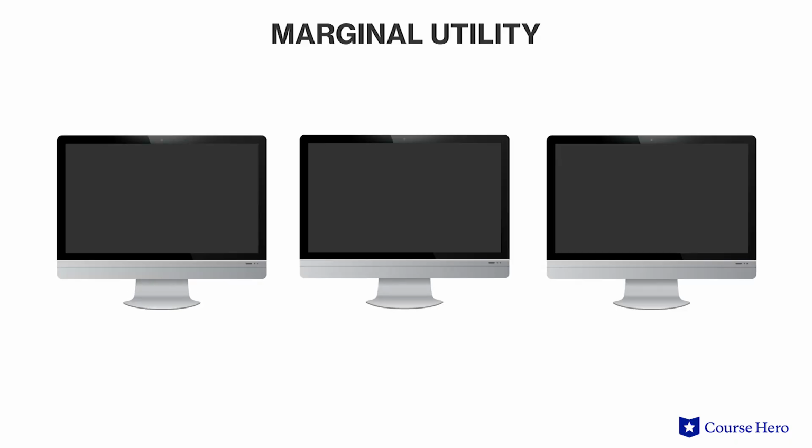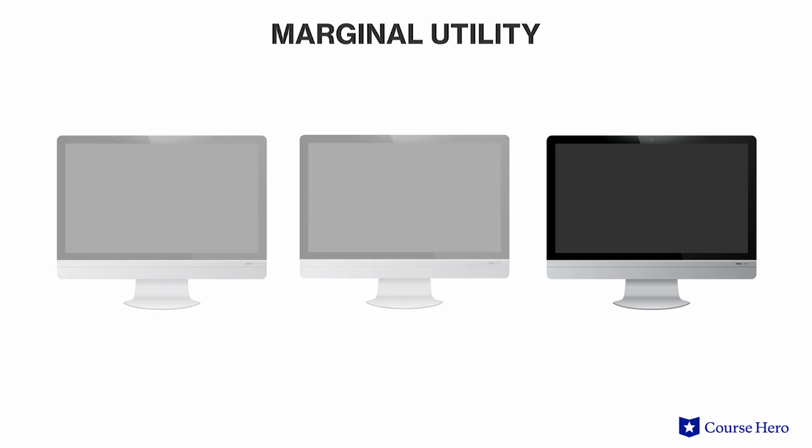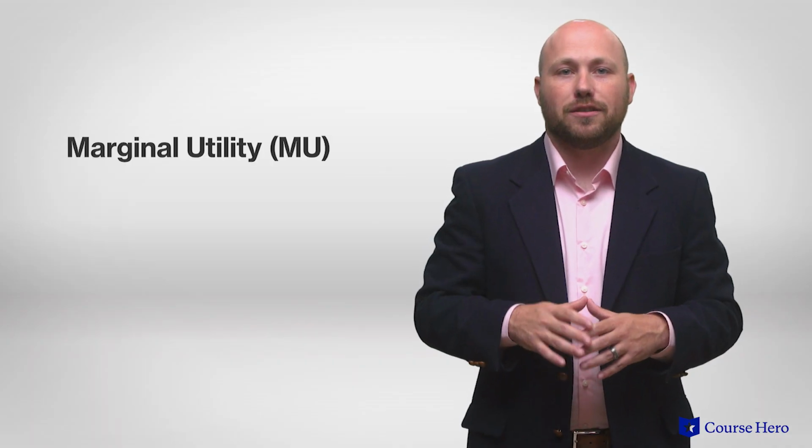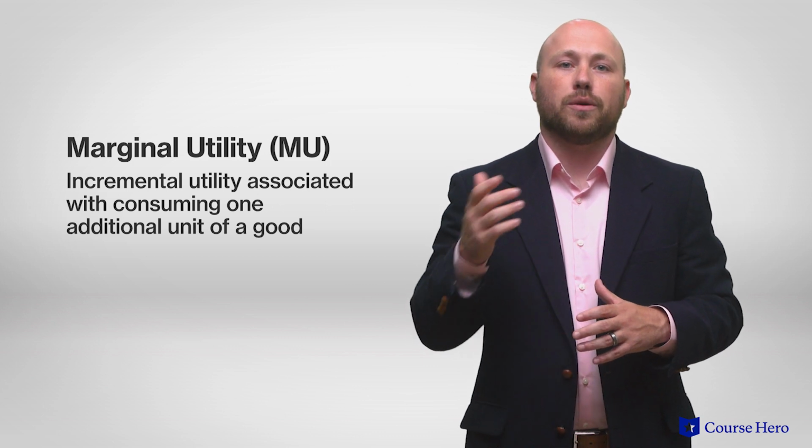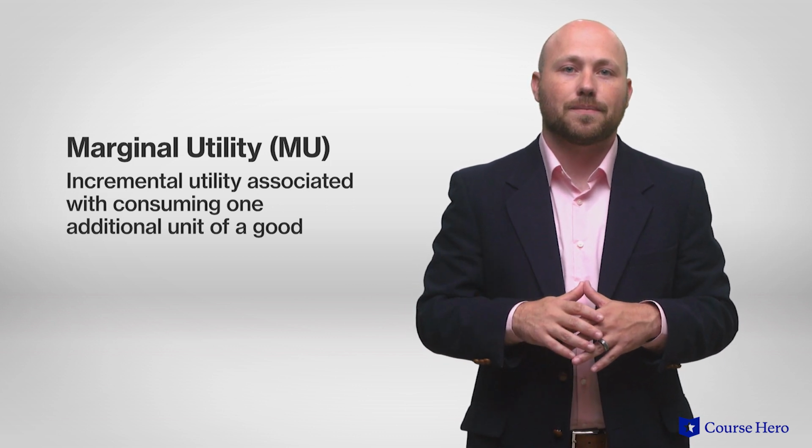For example, while utility can describe how happy 3 computers makes a person in total, it would also be nice to know how much a third item added to the consumer's happiness, rather than just knowing the total of 3 items. Marginal utility, denoted as MU, is the incremental utility associated with consuming 1 additional unit of a good.